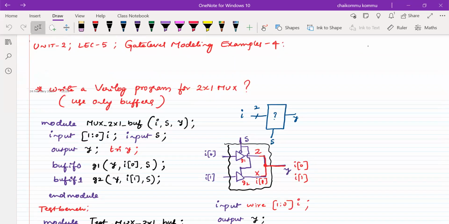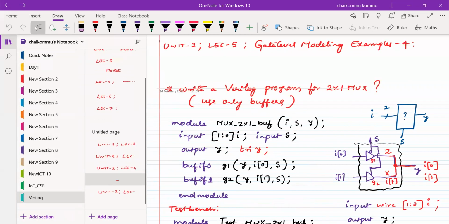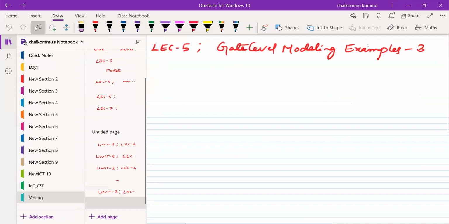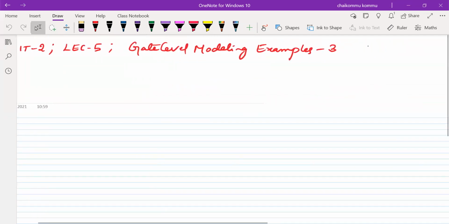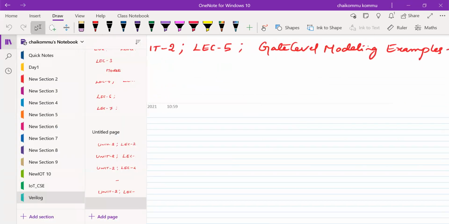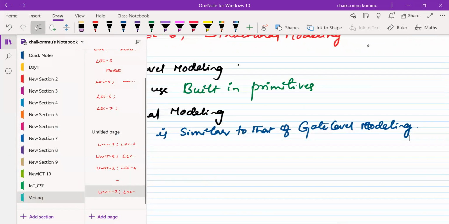So instead of the gate primitives, oh sorry, I think it has gone somewhere. Just wait. I think something has happened.